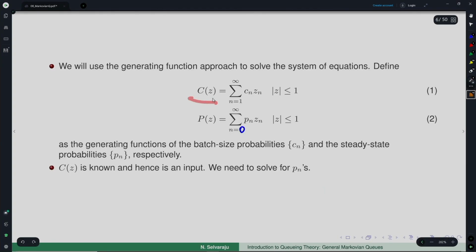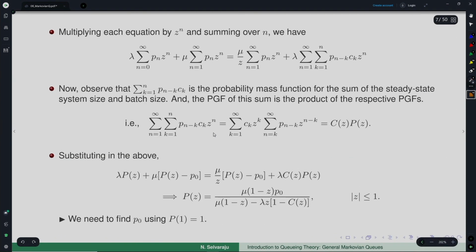For this, we define two generating functions: C of z, the generating function of the batch sizes, and P of z, in our usual way, the generating function for the system size probabilities. These are the generating functions of the batch size probabilities Cn and the system size probabilities Pn. The batch size is an input to the system, part of your model assumptions, so C of z is known. From that, we need to find P of z, and from there you extract the Pn's. Once you get the Pn's, you can do whatever you usually want with the system state probabilities. Now, let us see how one can do that.